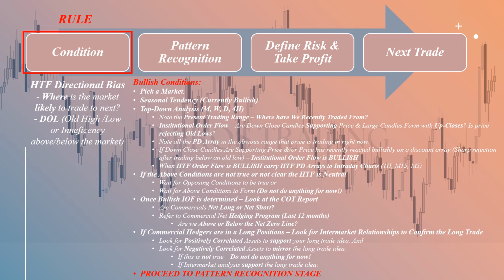Look for positively correlated assets to support your long trade idea, and look for negatively correlated assets to mirror the long trade idea. If this is not true, do not do anything for now. If intermarket analysis supports the long trade idea, you can proceed to the pattern recognition stage.